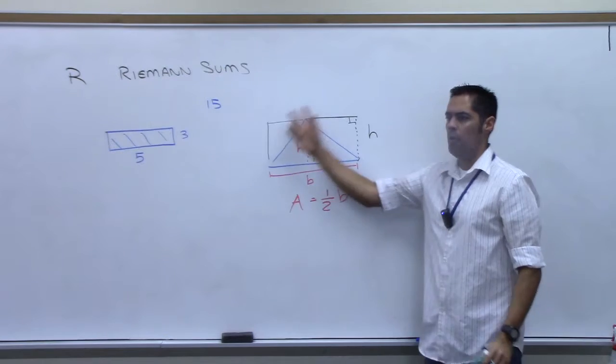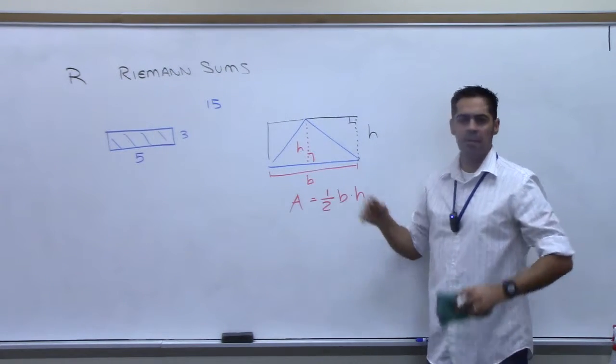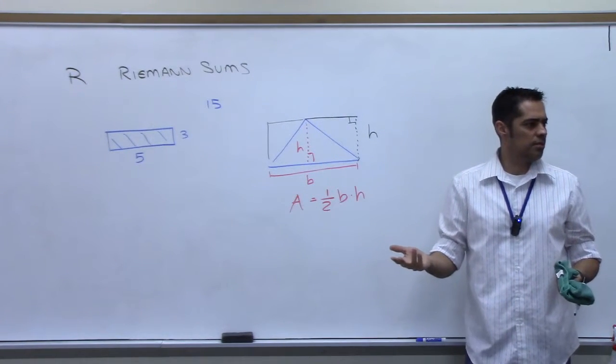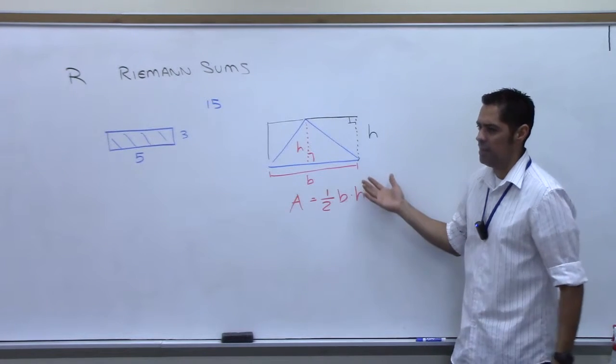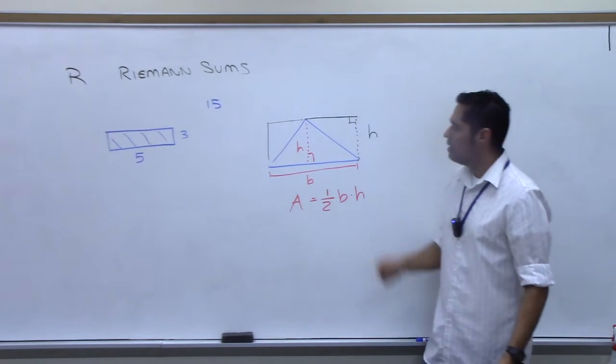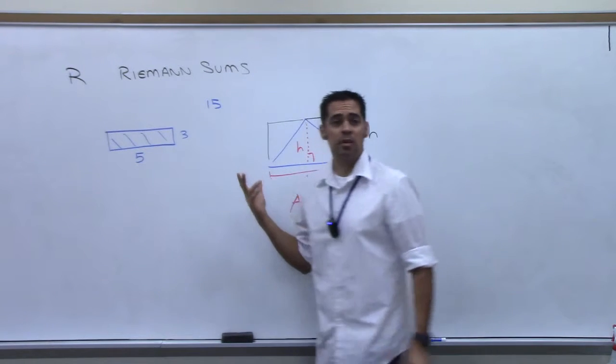And what's the area of the whole thing? Base times height, but that was you doubled the triangle, didn't you? So you half that and you get your area. So that makes sense. Hopefully that makes sense to you. So we could do triangles and we could do rectangles pretty easily.